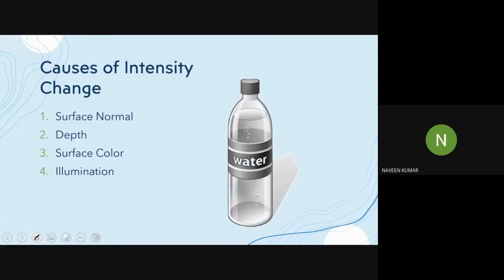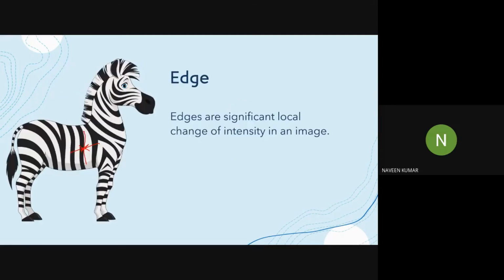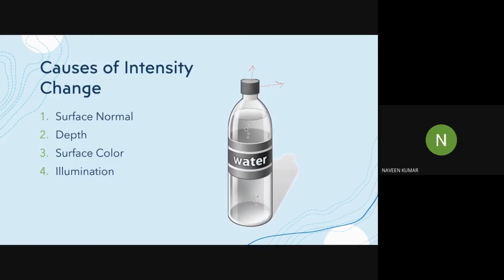Now we know that edges are significant local change of the intensity. So let us see what are some reasons that cause intensity to change. The first one is surface normal. Whenever there is change in surface normal, we can observe an edge there. So here we can see there is an edge. Yes, here is an edge.